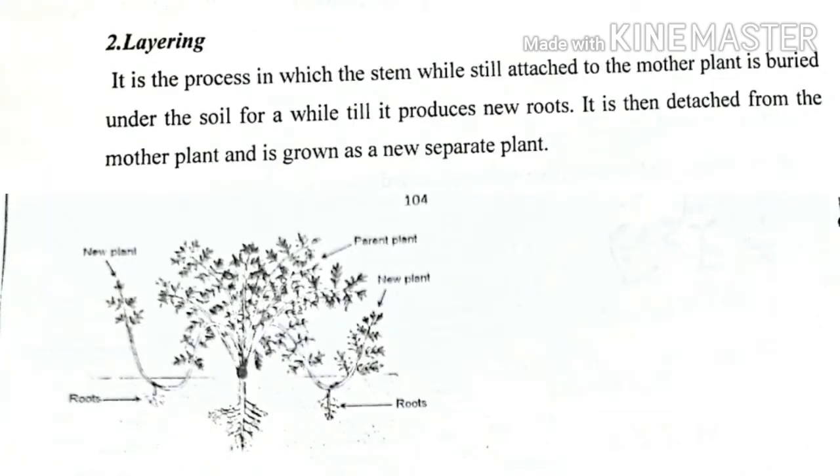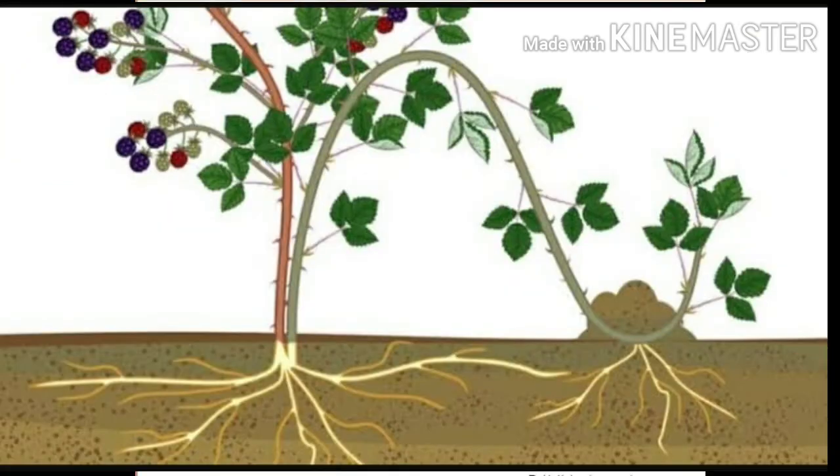The second process is known as layering. It is a process in which the stem, while still attached to the mother plant, is buried under the soil for a while till it produces new roots, and it is then detached from the mother plant and grown as a new separate plant. The examples are jasmine and lemon.